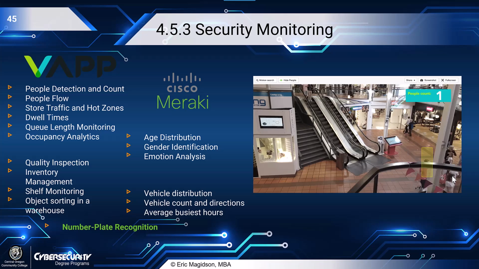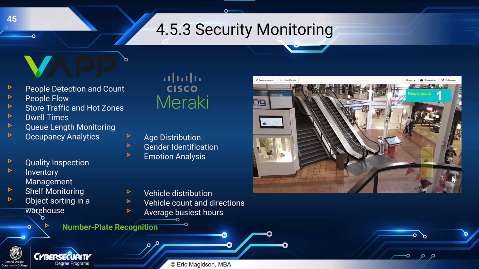Where do we want hot zones? In the back of the store, right? That's why the milk is in the back of the grocery store, because that's what people need the most. They want you to pass all those other products so that you make that emotional buy, right? Dwell times, queue length monitoring, occupancy, age detection, gender identification, emotional analysis.